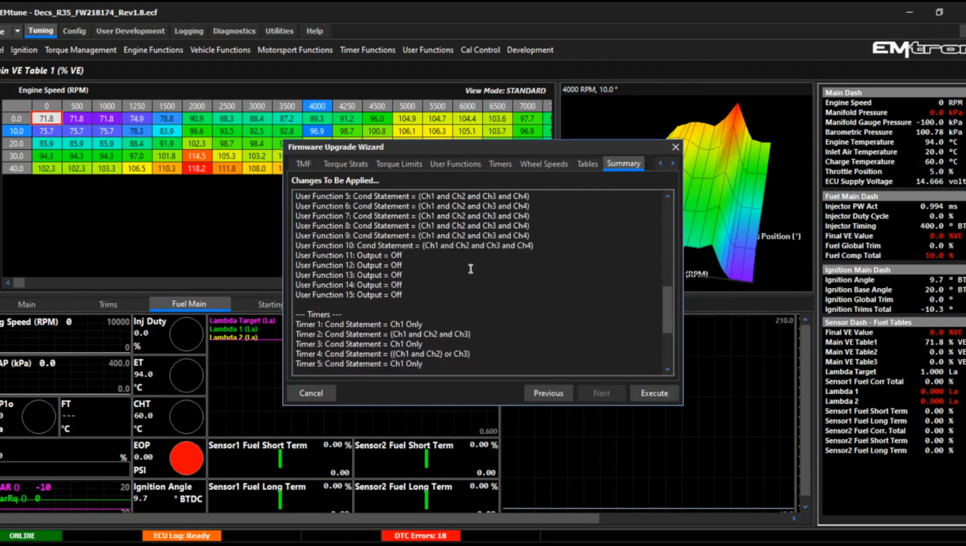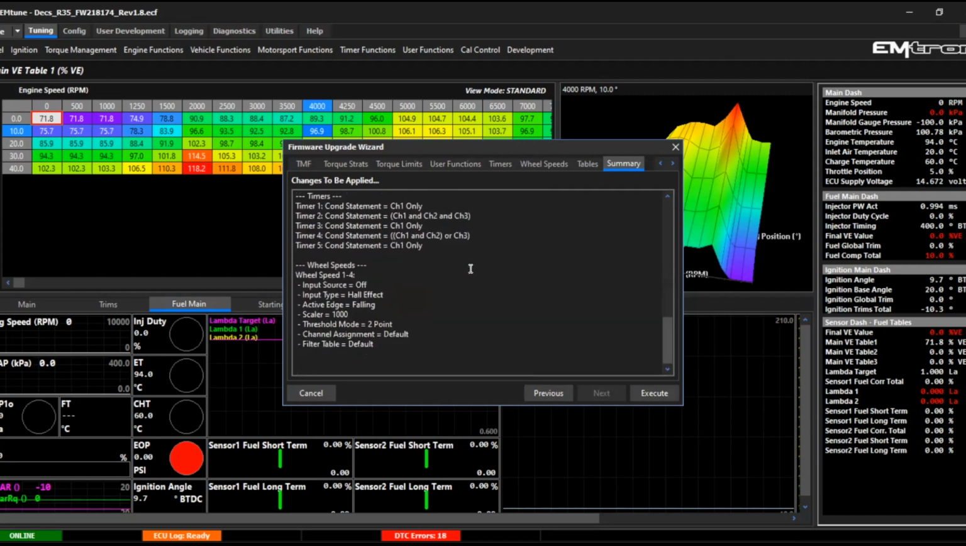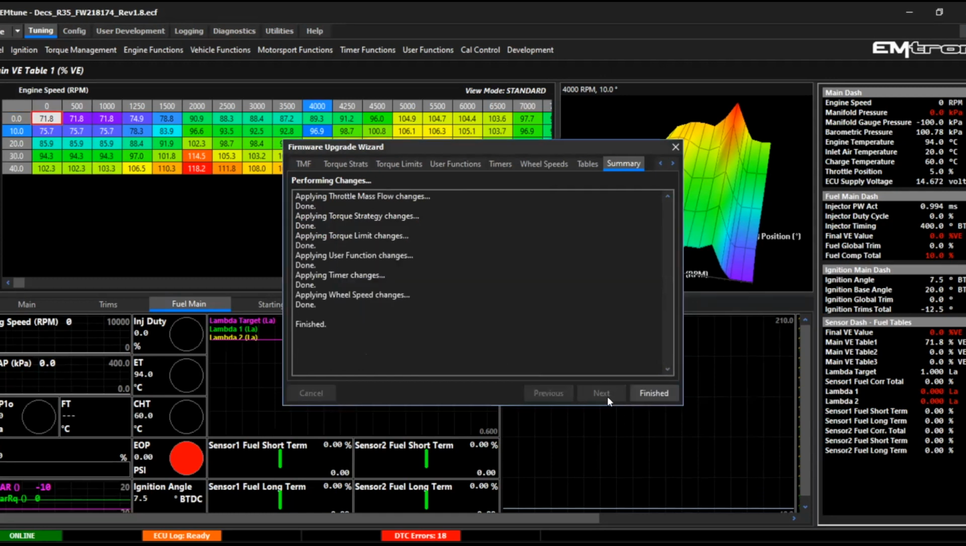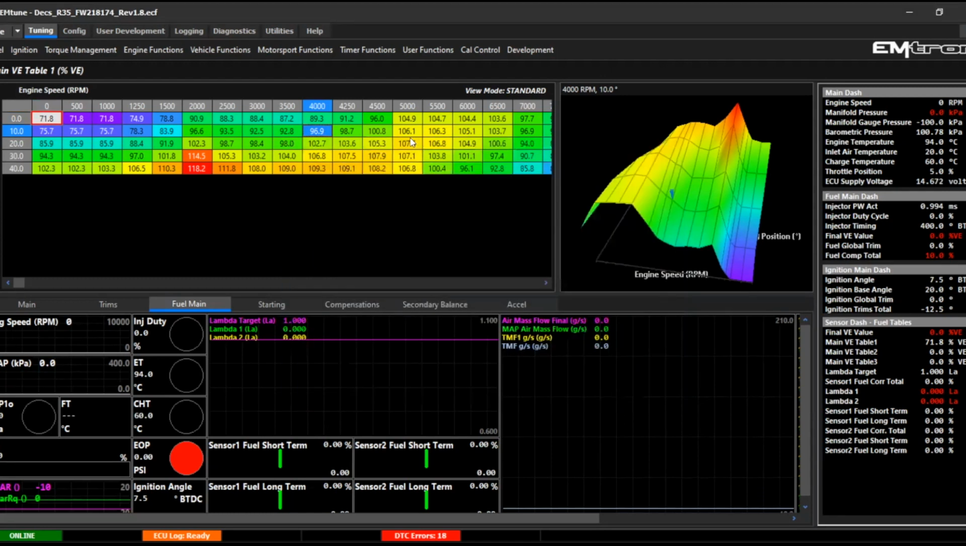And then when you get to the end of it, you get a summary of what it's going to change for you, and then we can punch execute, and it'll apply all those changes in the background. Job done. And now all the tables for your torque strategies and all of that will be zeroed out. You'll have usable base points, so hopefully it won't do anything unexpected, and you can use that as a starting point.